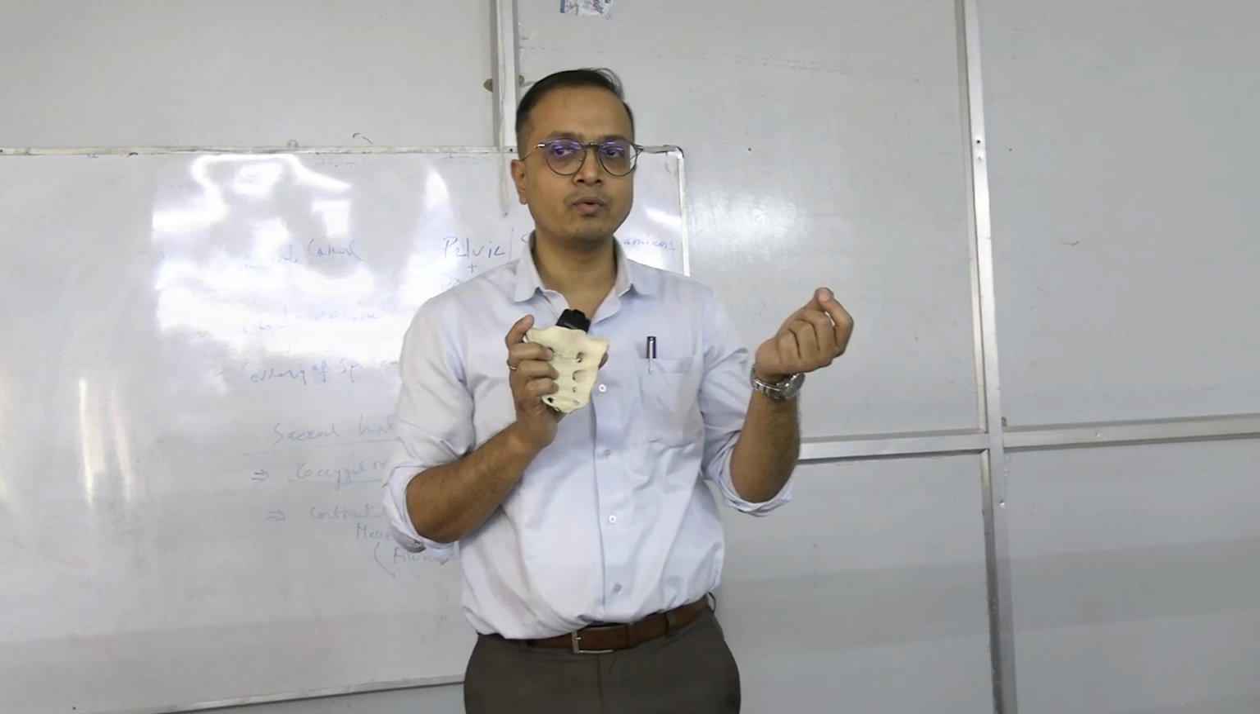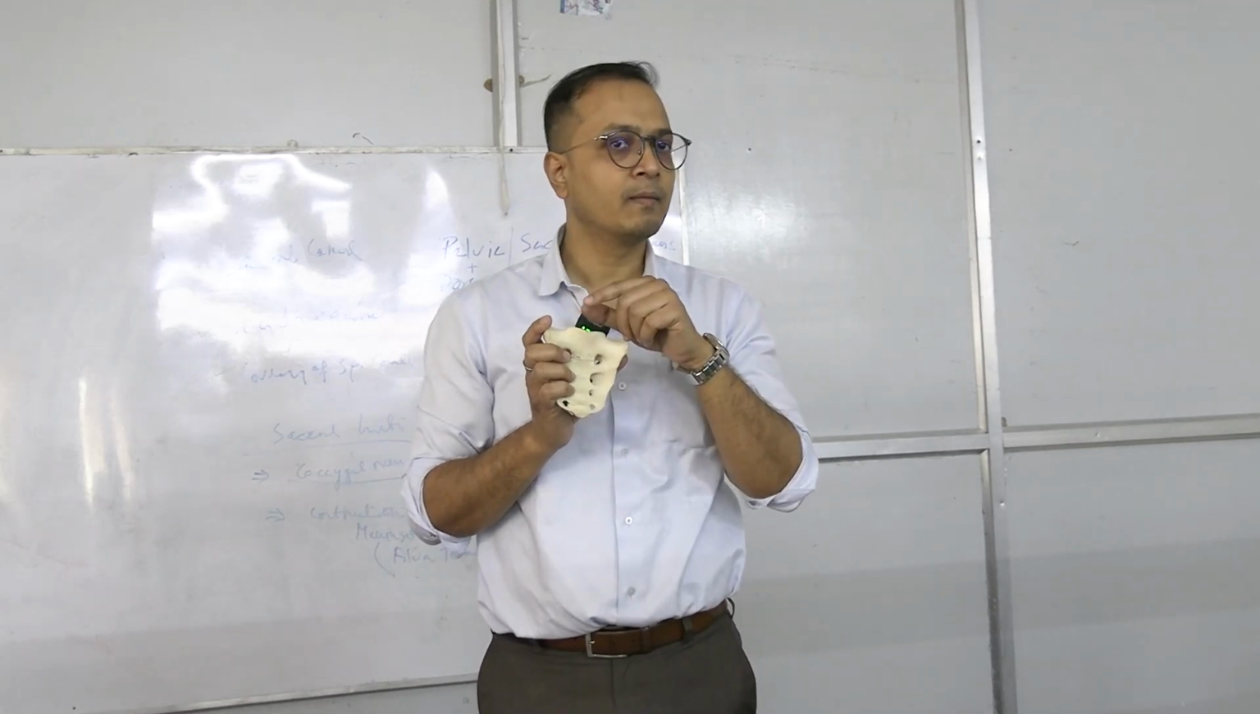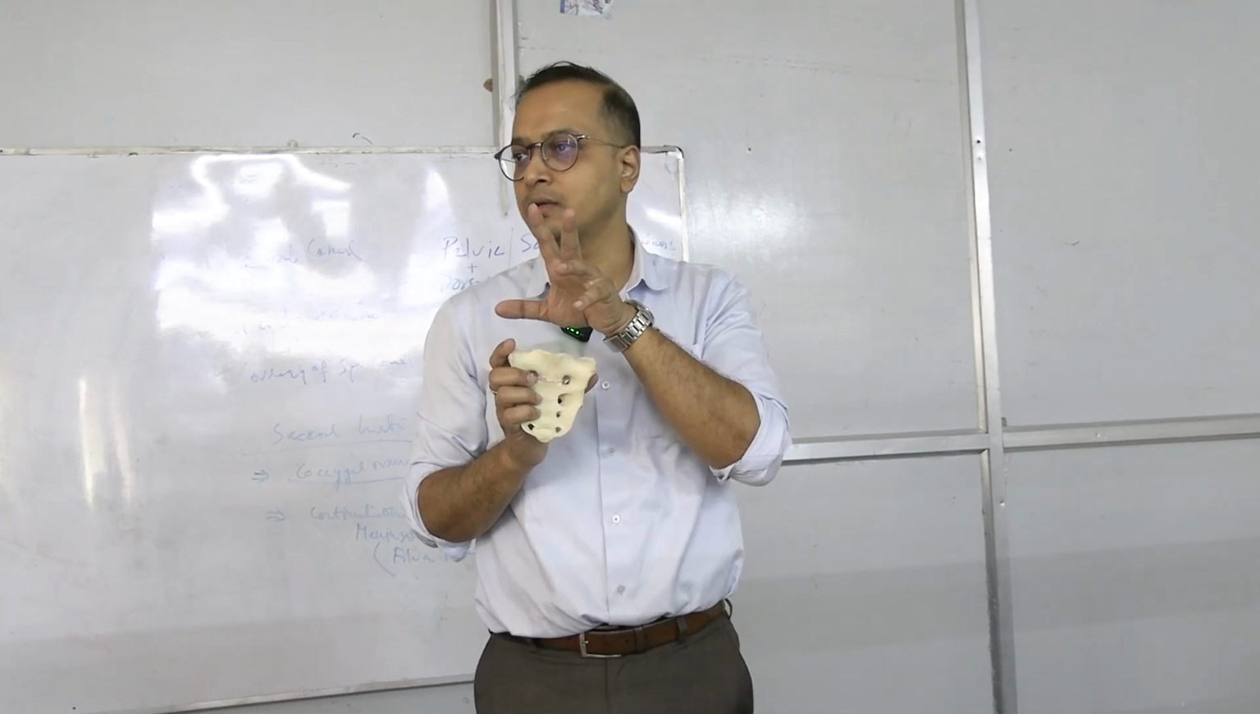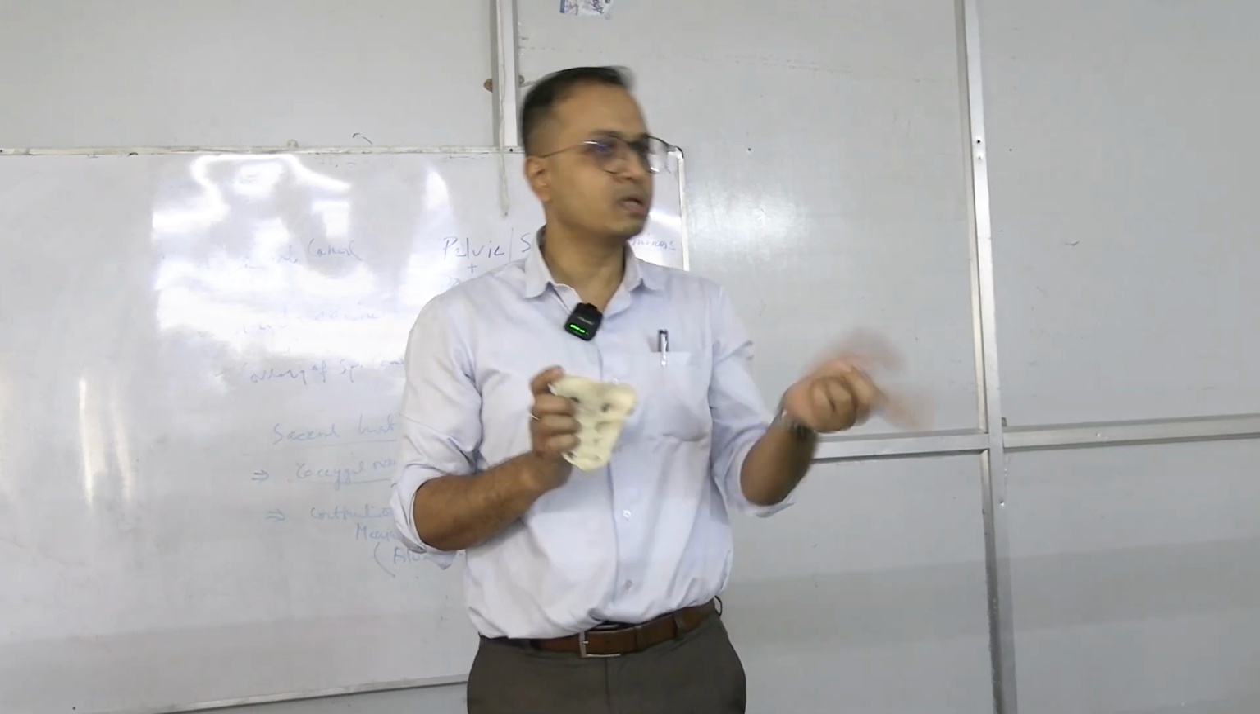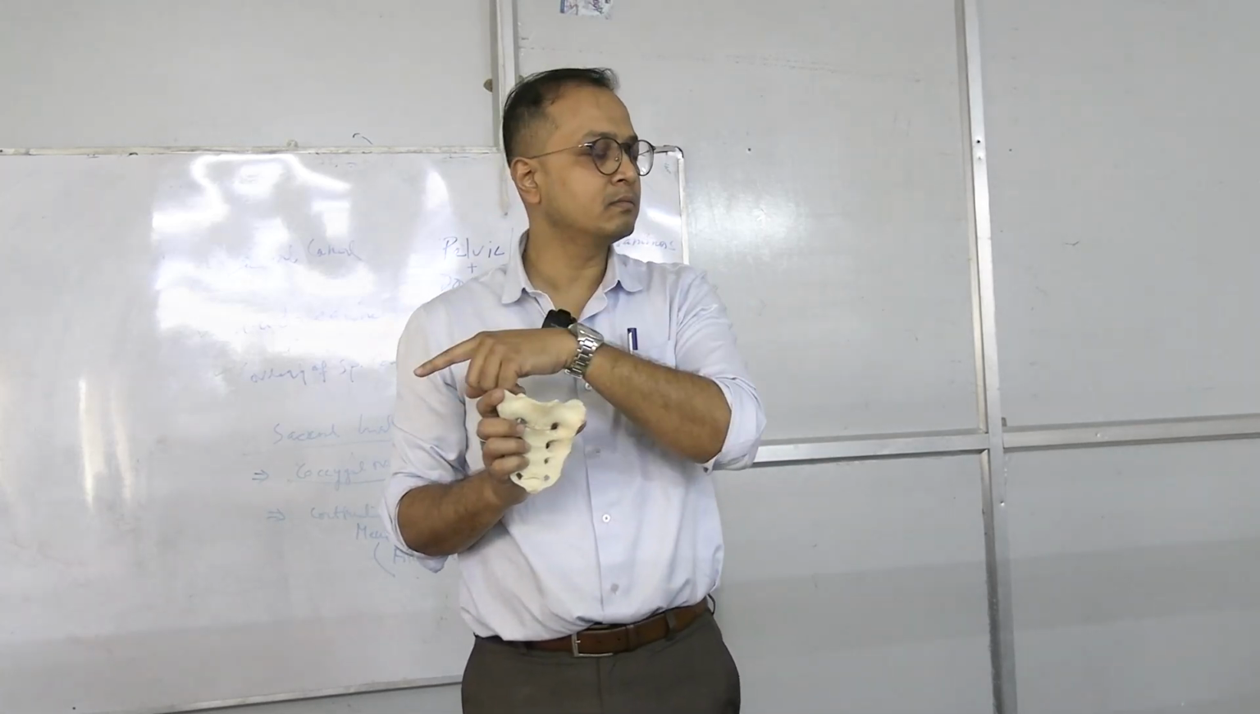What kind of cartilaginous joint would it be, primary or secondary? There are two varieties of cartilaginous joint, primary and secondary. What is primary and why is it primary, and why is the other one secondary?